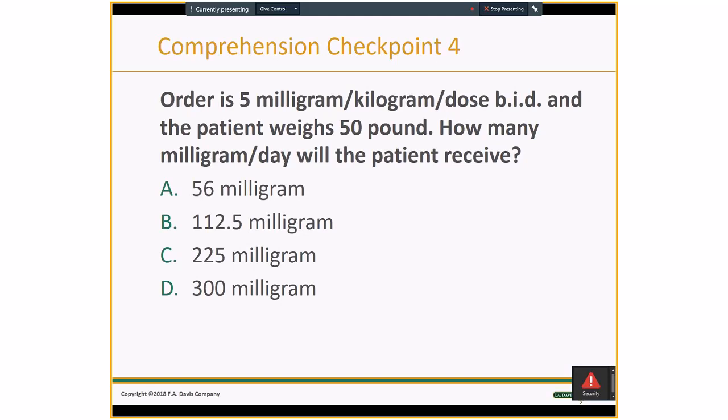Okay. But that would be per dose, because it's twice a day. So this is one where you have to figure out how much per day. So all I did was take the 112.5 and multiply it by 2, or add it together, since BID is twice a day.